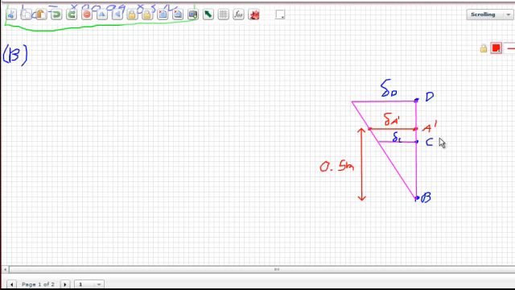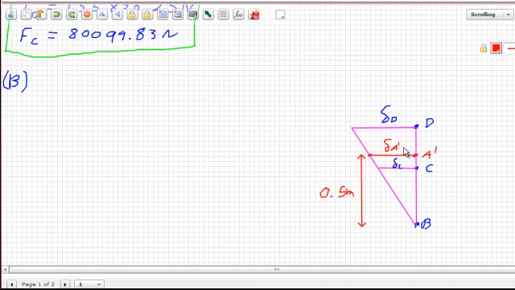Now, since I figured out the force in cable D and the force in cable C, I'm actually going to use one of those to help me find out what the displacement of delta A prime is. And I'm going to again use similar triangles, because instead of having two similar triangles, we actually have three. So we have the one with delta D, the one with delta A prime, and the one with delta C. But we're not gonna worry about delta D for now.